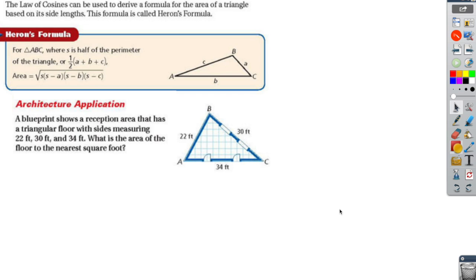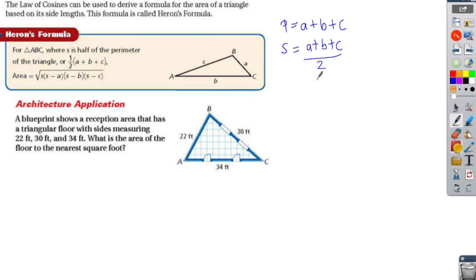Okay, so according to Heron's formula, for a triangle ABC, where S is half of the perimeter, you can use the formula right here. But first you need to identify S, which is half of the perimeter. And you know, to find the perimeter, you add up all the sides. Okay, I'm sorry, that's not right. Let's redo this part. To find the perimeter, you add up all the sides like so. However, because you're looking for half of the perimeter, S, you must divide that sum by 2.